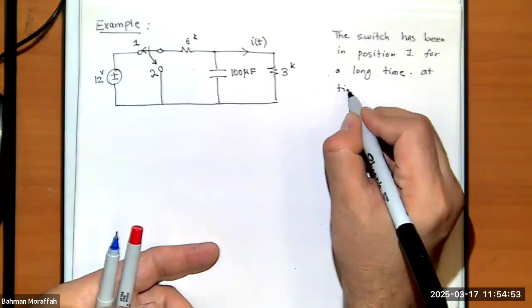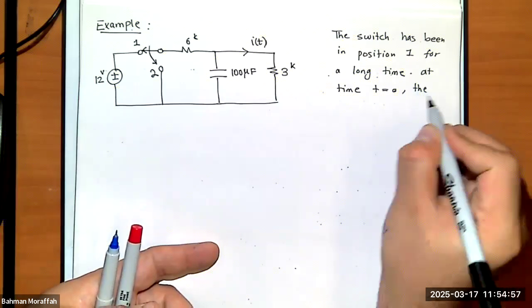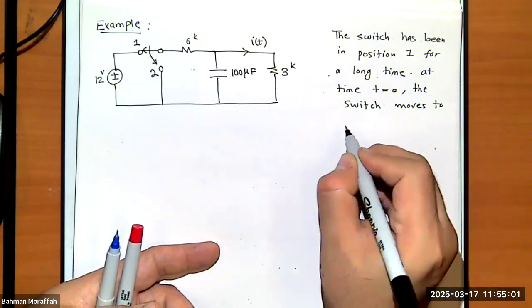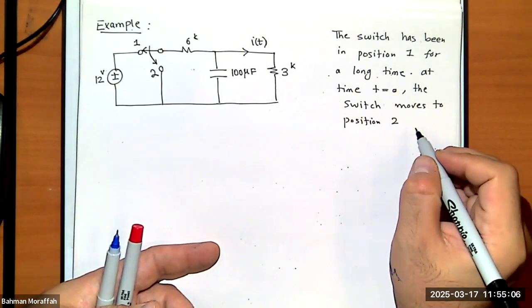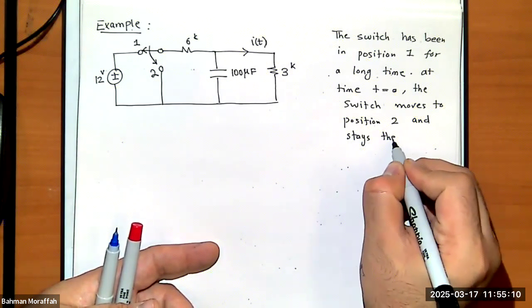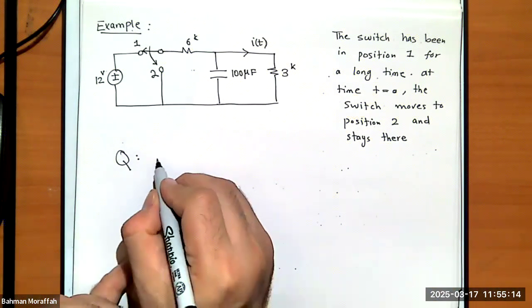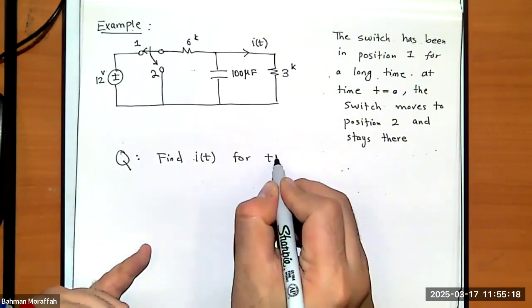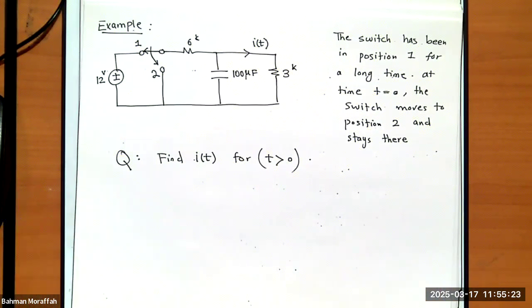At time t equals 0, the switch moves to position 2 and stays there. The question is, find IT for time greater than 0. Right?